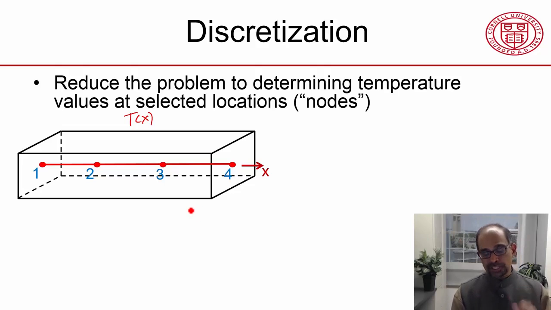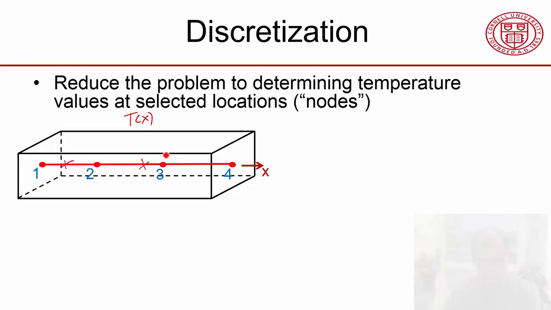And I say, you know what? Instead of determining temperature everywhere along that line, I'm going to determine it only at selected locations. In particular, I'll determine it at 4 locations: 1, 2, 3, 4. And everywhere else, I will just use an interpolation. So if I want to know the temperature here, I'll use an interpolation between that value and that value. If I want to know the temperature, let's say here, I'll use an interpolation between that value and that value. It's a linear interpolation.